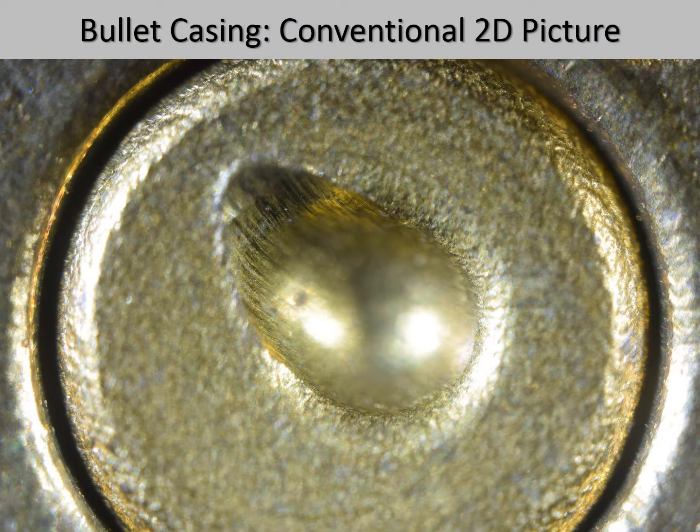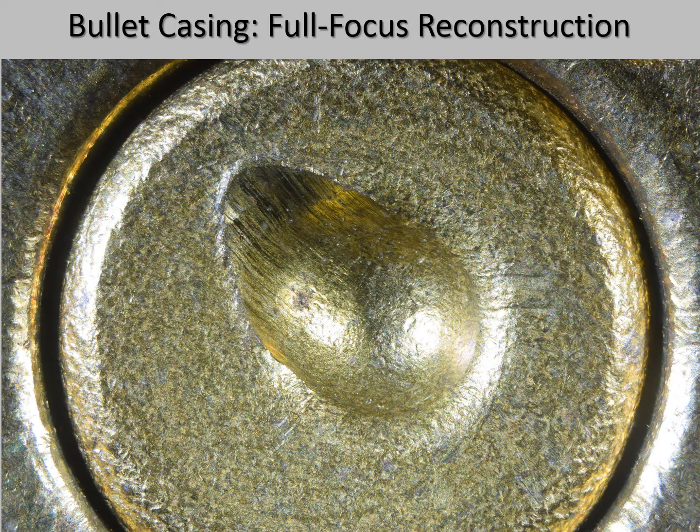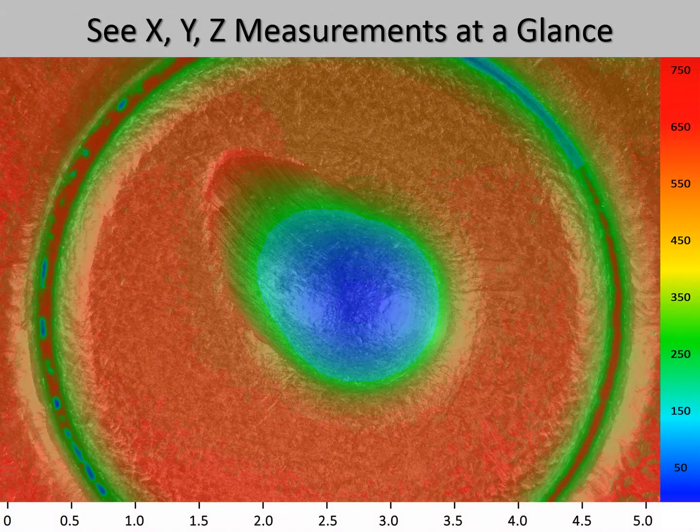This is a conventional 2D picture of the end of the bullet casing, and as you can see, only a small portion of the image is in focus. Compare that with the full focus image that is created by the Edge 3D microscope. A color-coded depth image allows one to quantify the exact shape that this firing pin produced in the end of this bullet shell. It shows that there's a depth of 750 microns from the top to the bottom. The bottom of the pit is at 0 at blue, and the highest point is red.